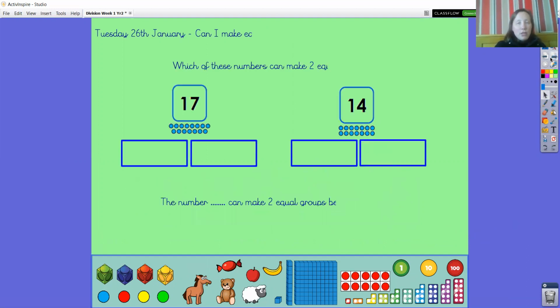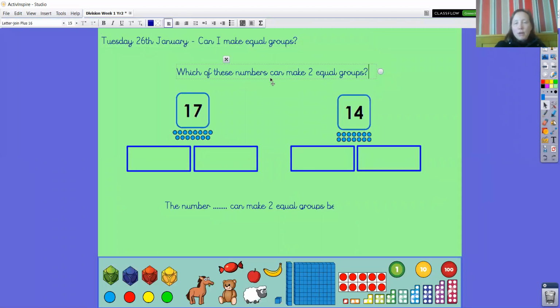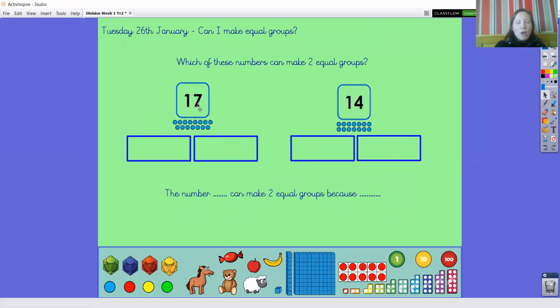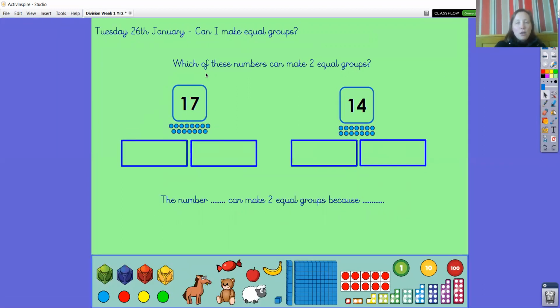So let's have a look at this question here. So why is my writing hiding? So let's have a look. So I have got 17 and 14. Which of these numbers can make 2 equal groups? Have a think. Okay, so now you've had a think, I'm actually going to use my knowledge of odd and even numbers.